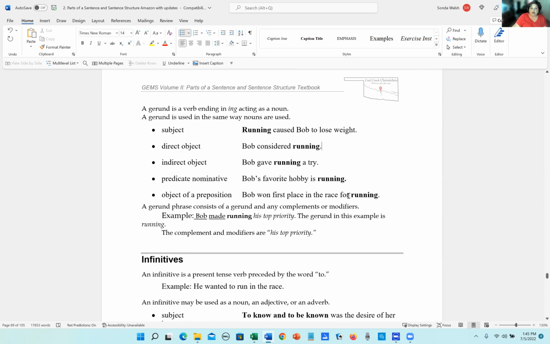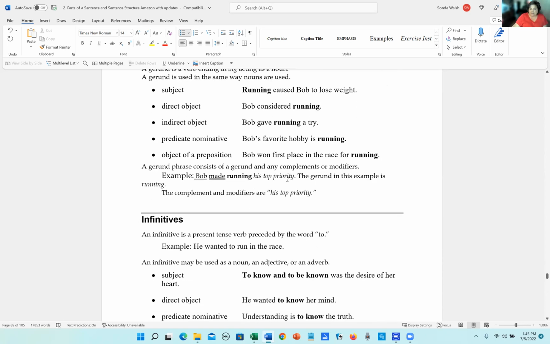So that is really all there is to it. It's a verb, but if you can identify the subject, you can identify a gerund. If you can identify the direct object, then with all of these, you can identify a gerund. A gerund phrase consists of the gerund and any complements or modifiers. For example, "Bob made running his top priority." His top priority modifies running.